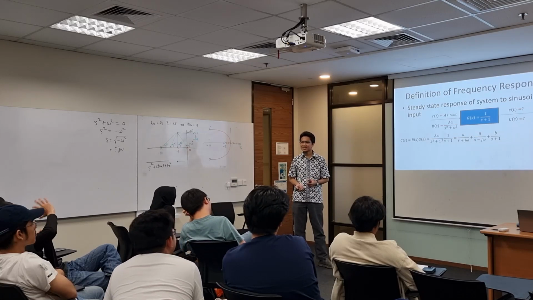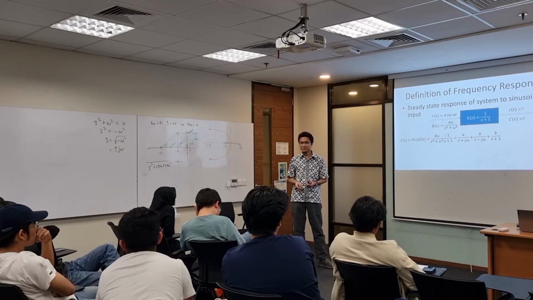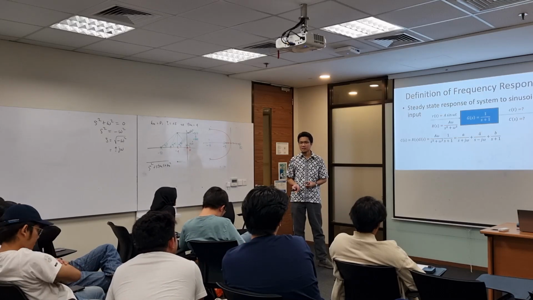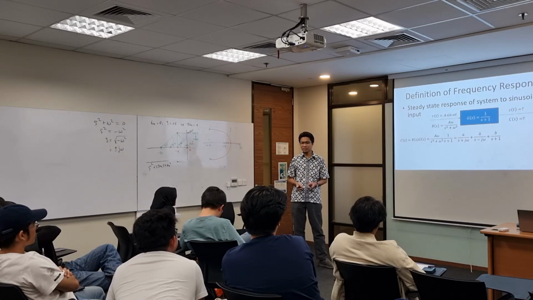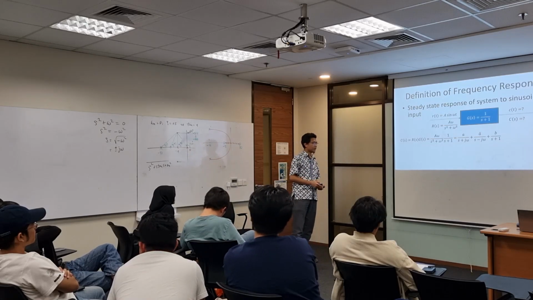So what is that? Because if you do the partial fraction, it will have a pair. What do we call that? Complex conjugate. Yes, complex conjugate. Okay, so that's the complex conjugate.